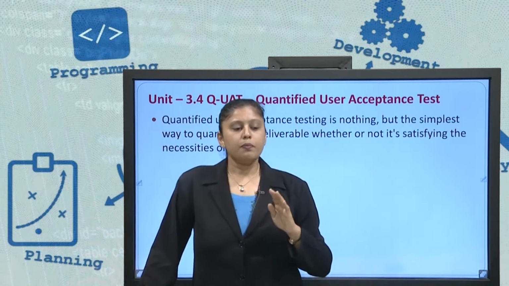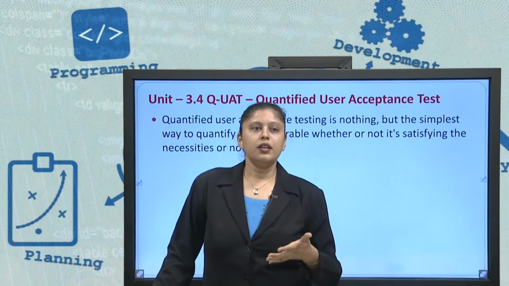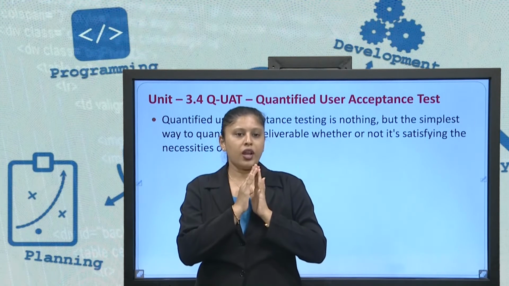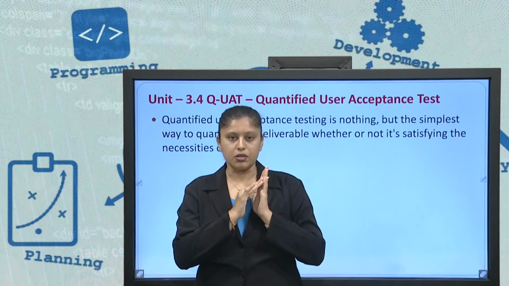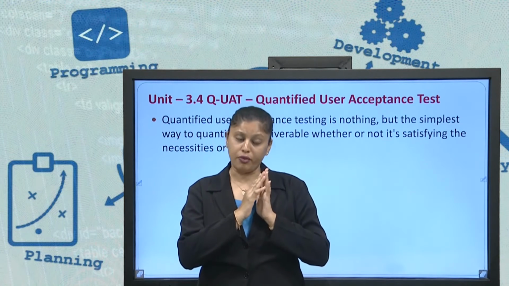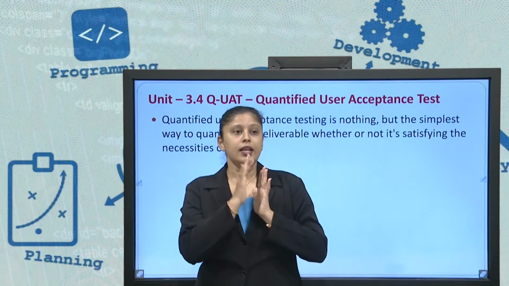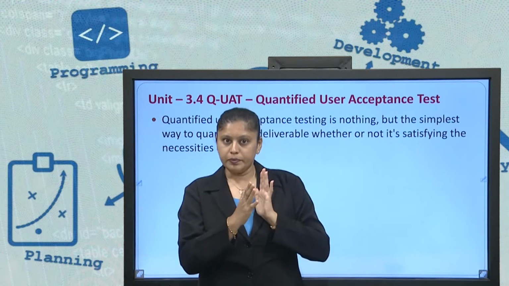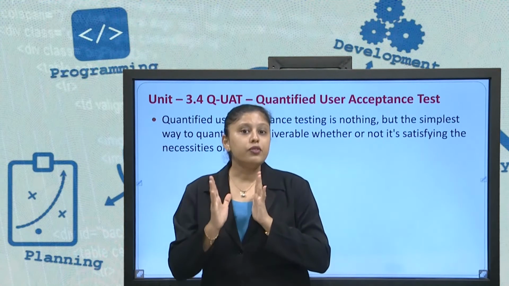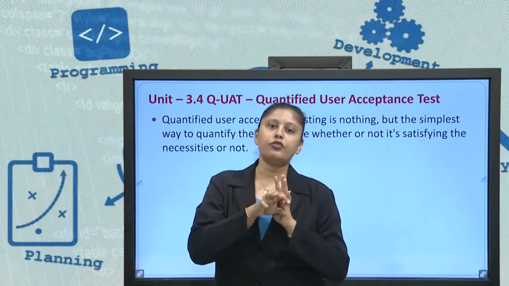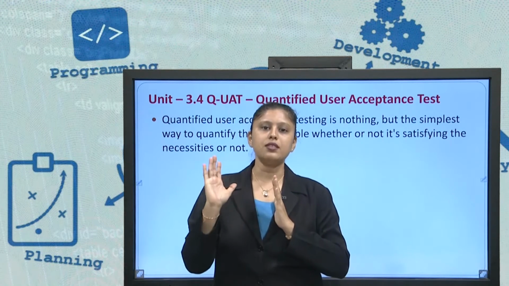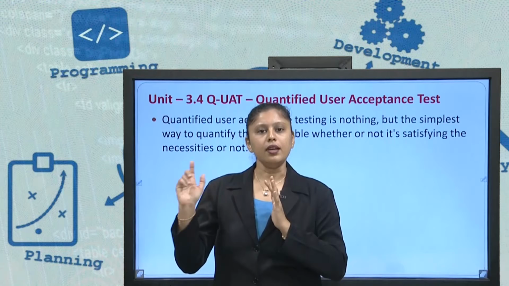Now my customer, as a customer, would have certain necessary needs. They would require certain features, certain characteristics, certain functionalities in the product. Whether all those functionalities which they actually wanted are being fulfilled within my software or not is called quantified user acceptance testing, or QUAT.